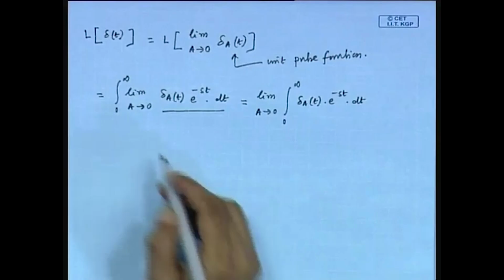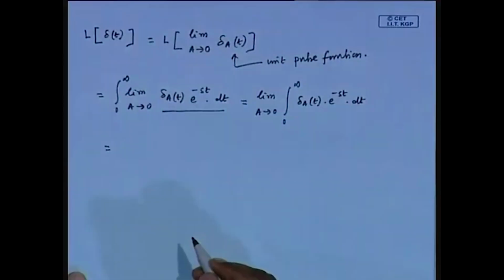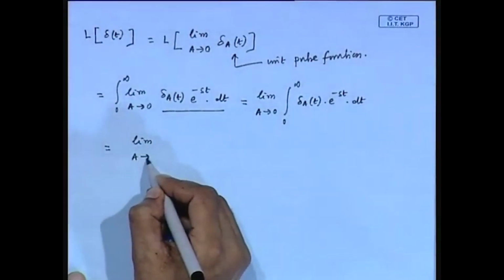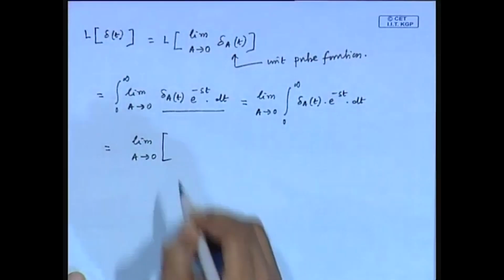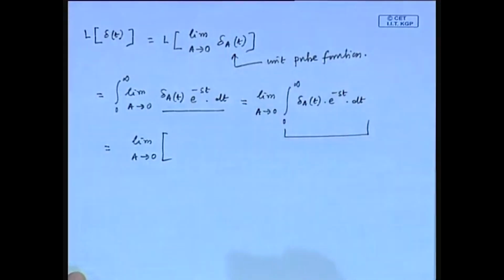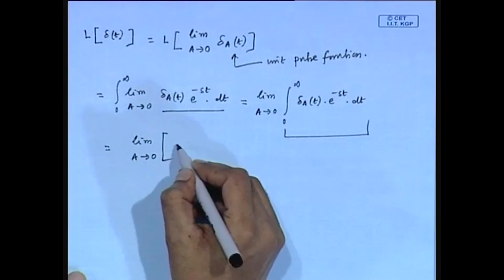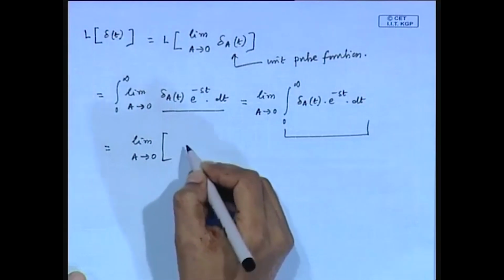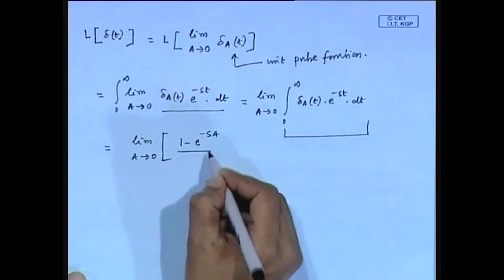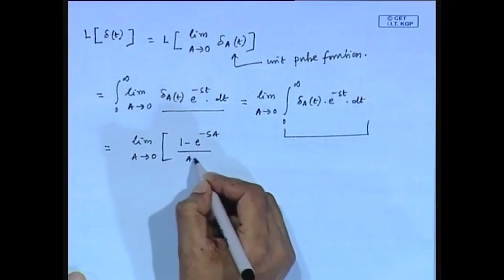Fine. This is equal to limit a tends to 0. This part we have already calculated. How much is that? 1 minus e to the power minus s a divided by a s.